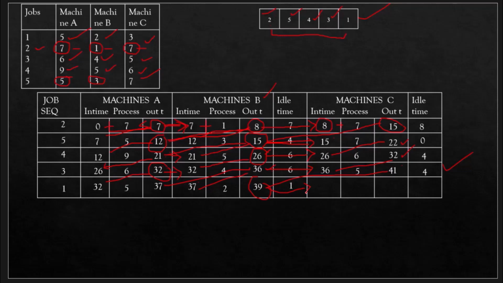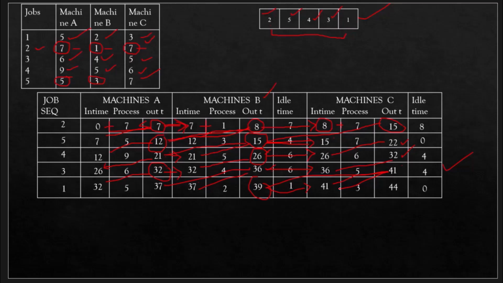So we will wait until mission C completes its job 3. Once the job is completed at 41 hours, we give the input at the 41st hour, and the processing time here is 3 hours. 41 plus 3 gives 44. So here mission C is not idle. Once job 3 completed its task in mission C, we immediately gave it job 1, so there is no idle time, it is 0 hours.